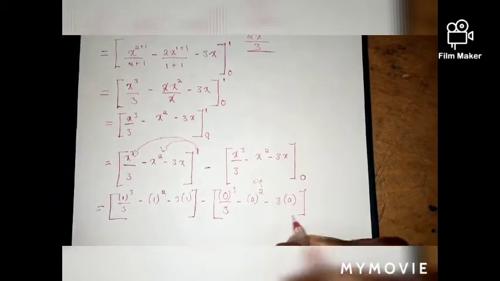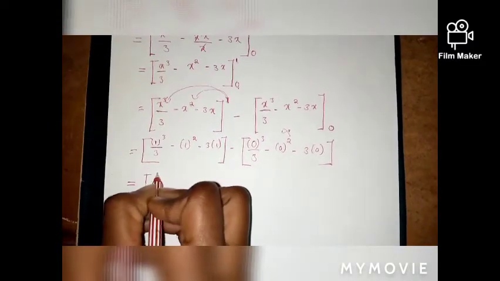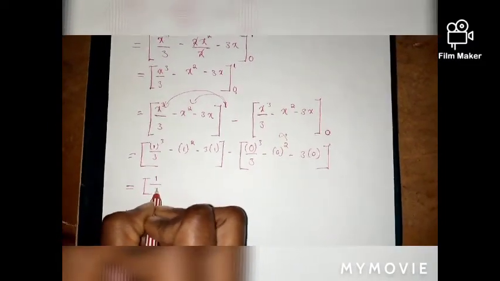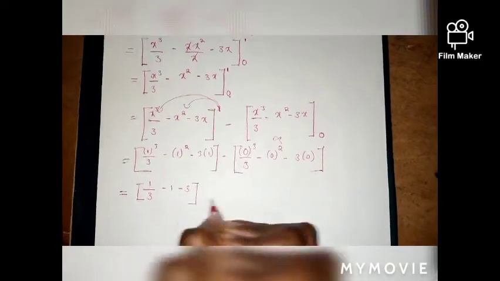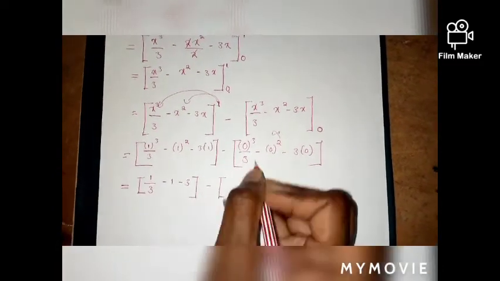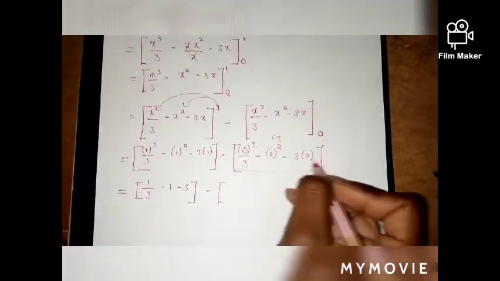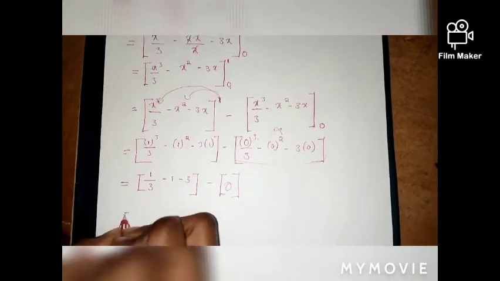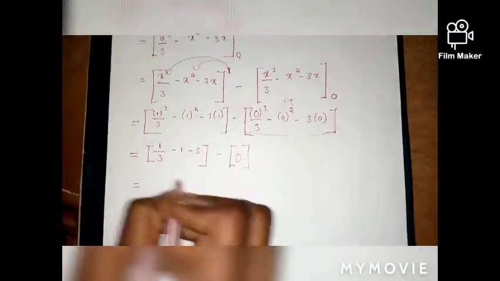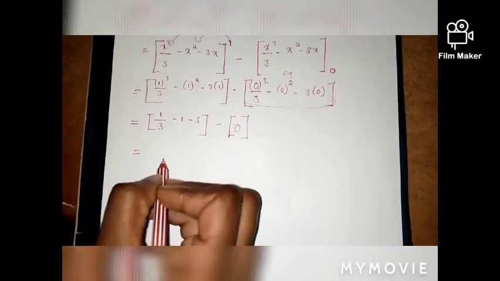So there we go, and then we bring it down low. 1 to the power 3 is the same as 1 over 3, minus 1, minus 3, minus. 0 to the power 3 is 0. Everything is going to give us 0 here. I bet you now agree with me. So this is 0. We now bring it down. So we are going to simplify this. Of course we know how to simplify this.